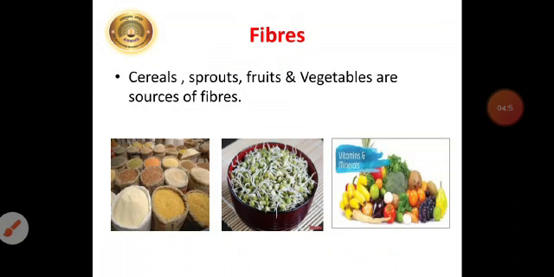Next nutrient is fiber. Fiber helps to form stool from undigested food. Cereals, sprouts, fruits and vegetables are sources of fiber. If our food does not contain enough fiber, it can lead to constipation. So you must include fiber-rich food in your diet.